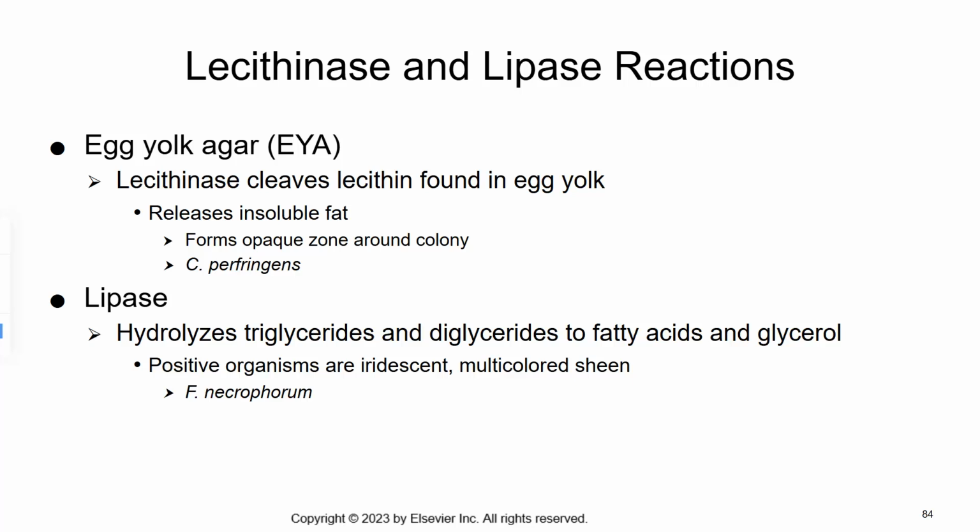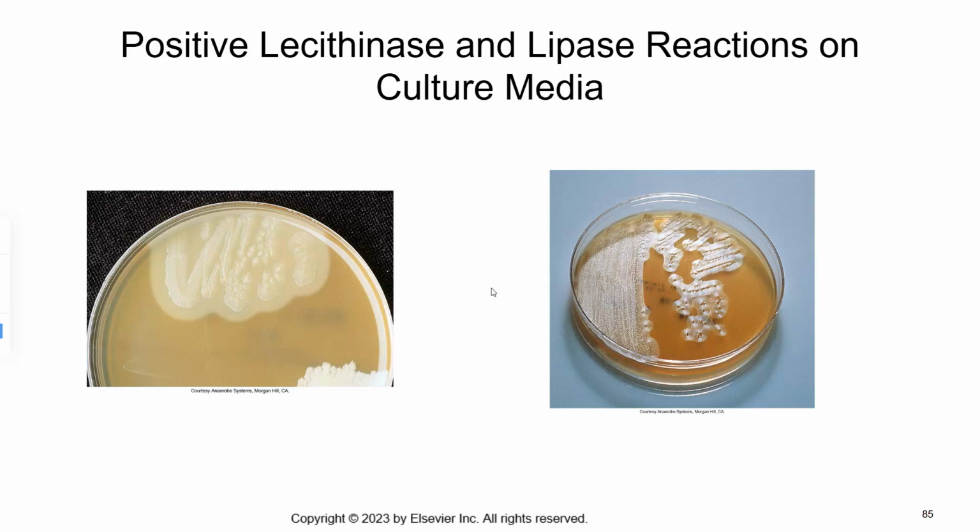The egg yolk agar lecithinase, C. perfringens would be positive for growing on this, so opaque zone around the colony. Lipase, Fusobacterium would be positive for this one. So here you can see a positive lecithinase and a positive lipase.